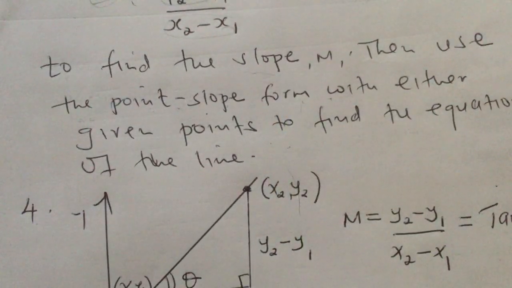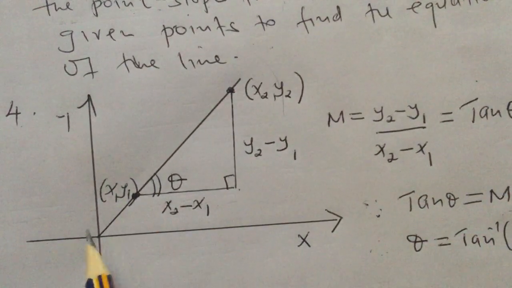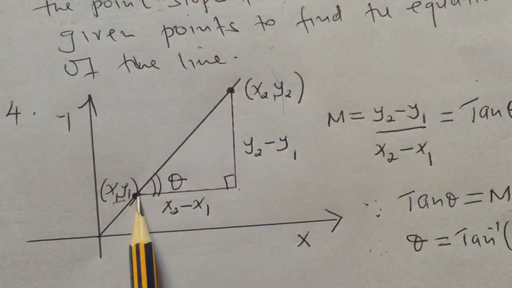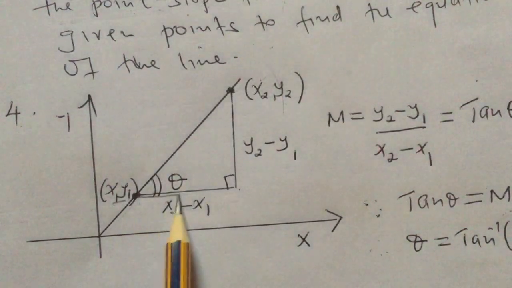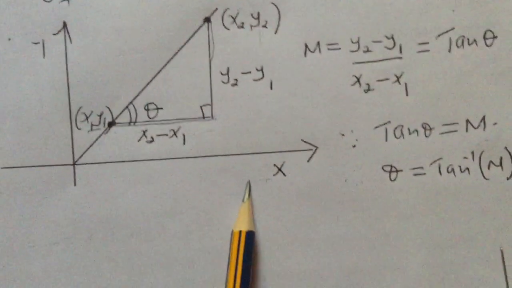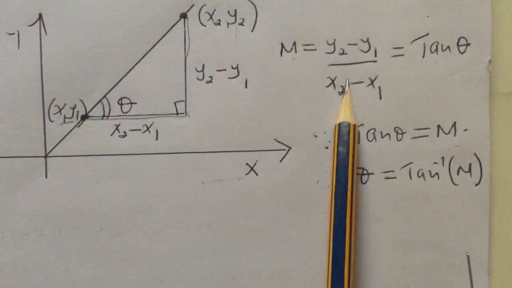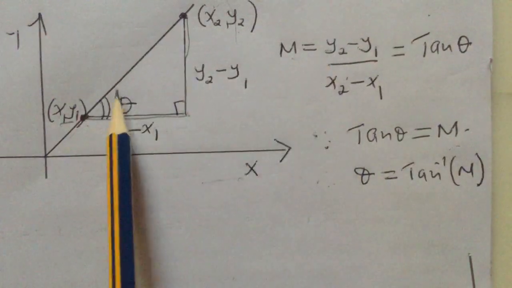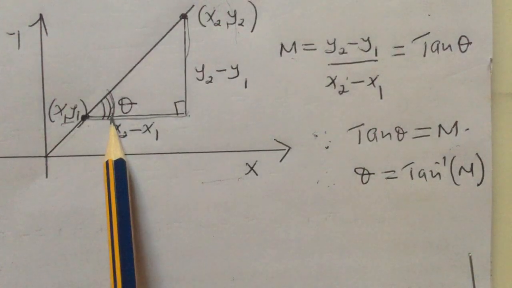Now, remember this from the fourth one, that if this is the line that I want to find the gradient of, we have (x1, y1) and also (x2, y2), then I realize that this is the change in x and this is the change in y. Now, because we know that m is the change in y over change in x, it is clear that this angle relates to the trigonometric ratio.